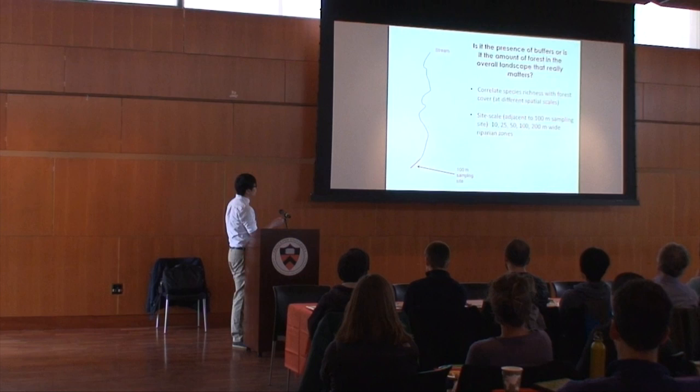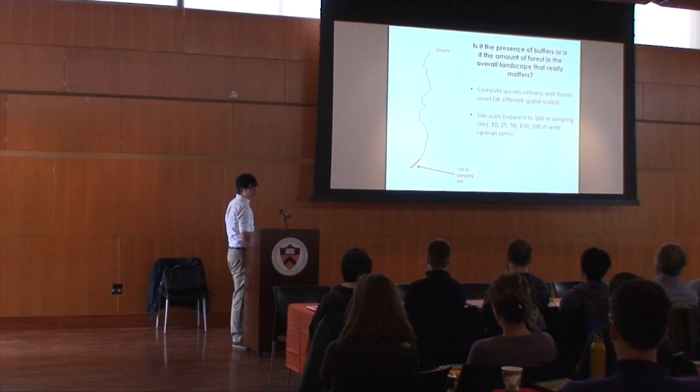So this is a stream, and this is my 100 meter sampling site, and I characterize forest at the site scale, adjacent to the 100 meter sampling site. By using a satellite image, I could calculate the amount of forest that's in a 10 meter wide riparian zone, 25 meter wide riparian zone, 50 meter wide zone, 100 meter wide zone, and 200 meter wide zone. So I get values of forest cover at all these different spatial scales.